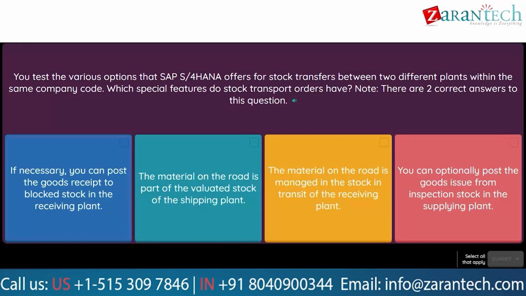Option 1: if necessary, you can post the goods receipt to block stock in the receiving plant. Option 2: the material on the road is part of the valuated stock of the shipping plant. Option 3: the material on the road is managed in the stock in transit of the receiving plant. Option 4: you can optionally post the goods issue from inspection stock in the supplying plant.